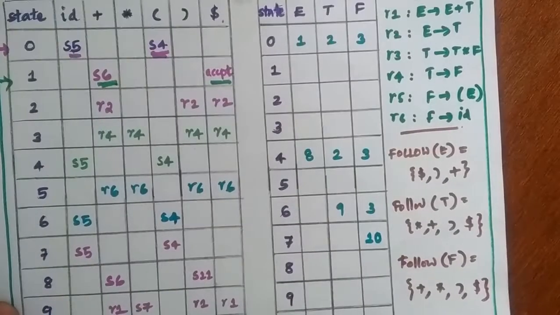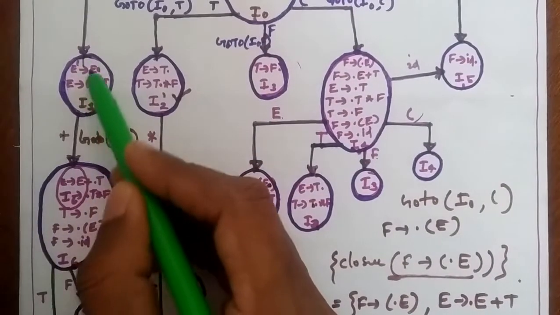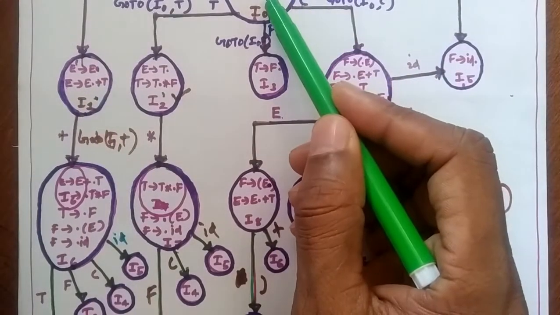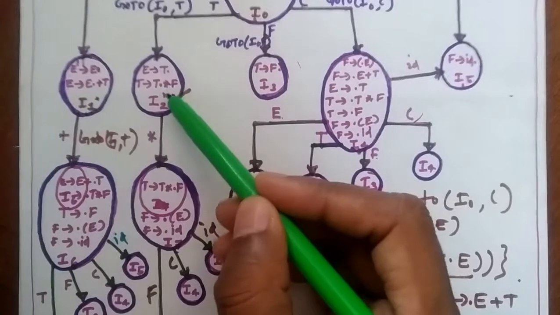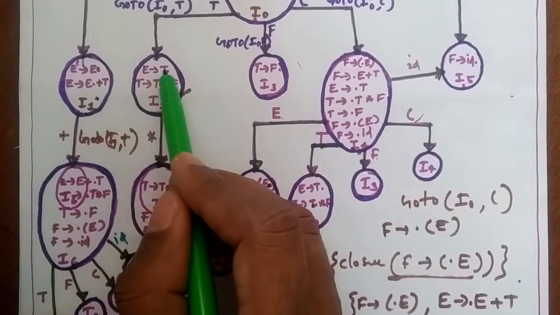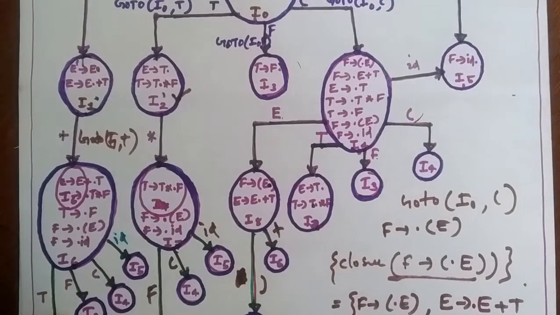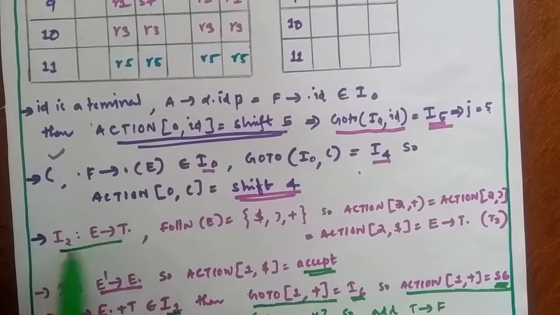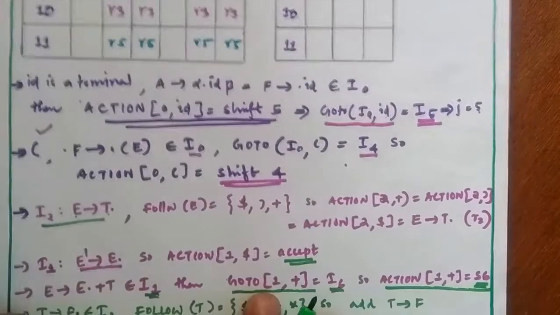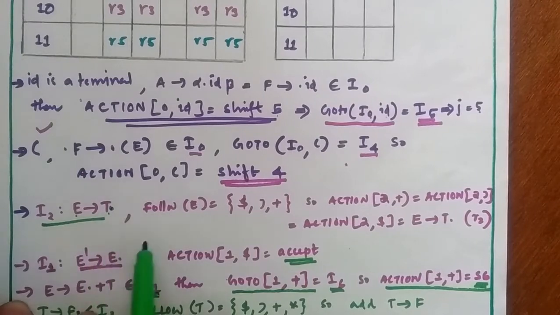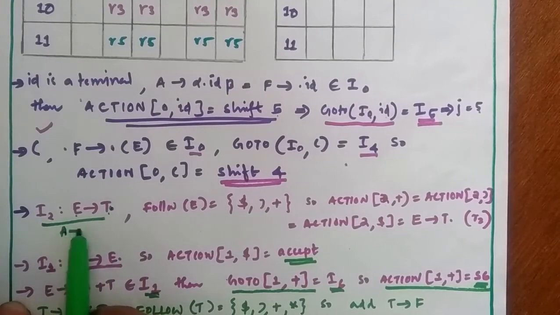Then take the next state. This state is over: I0 is over, all items have been considered, I1 is also over, then we will take I2. In I2, you can see an item of the form E gives T dot, where the dot is at the end. So you can apply rule 2B, because this is of the form A gives alpha dot.